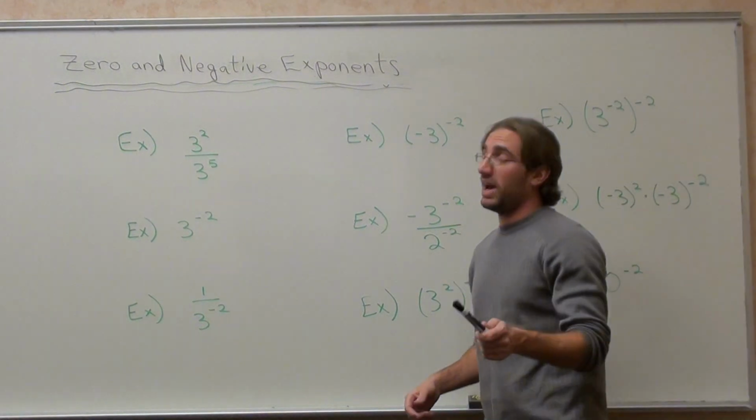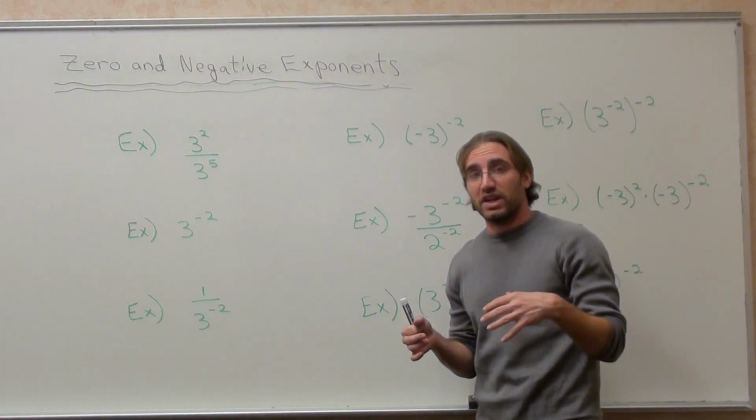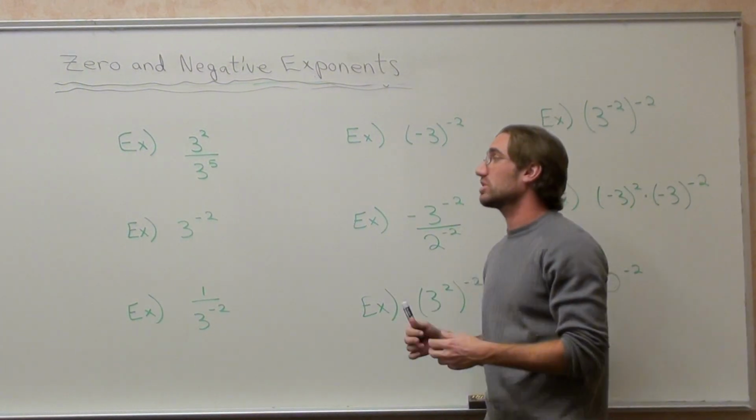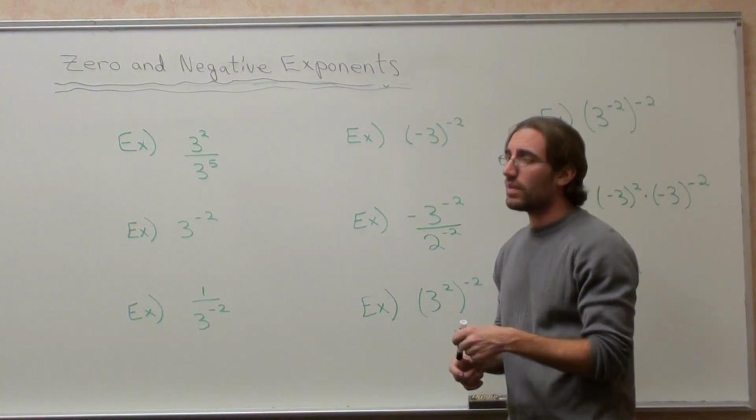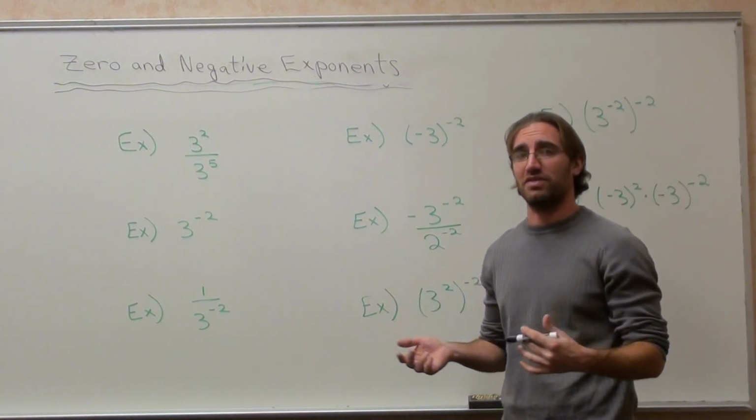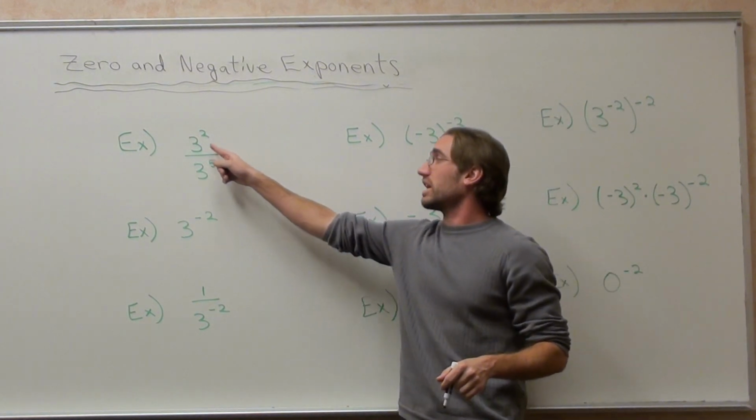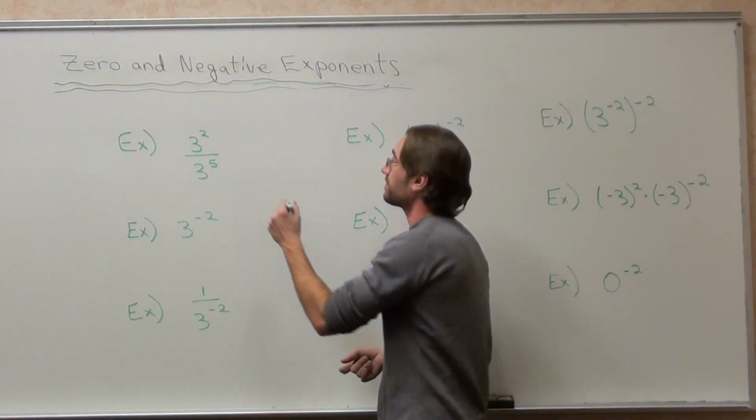Hello again, I'm back. We're going to focus on zero and negative exponents, but this lesson specifically is going to talk about negative exponents. And before I get to that, let me just tell you by definition what a negative exponent is. So I got 3 to the second over 3 to the fifth.